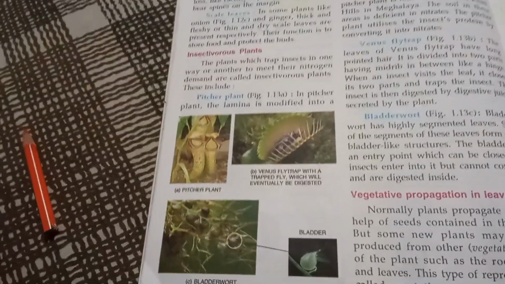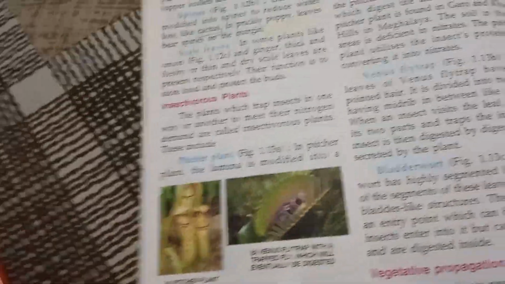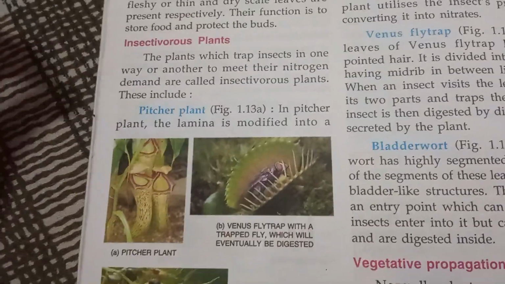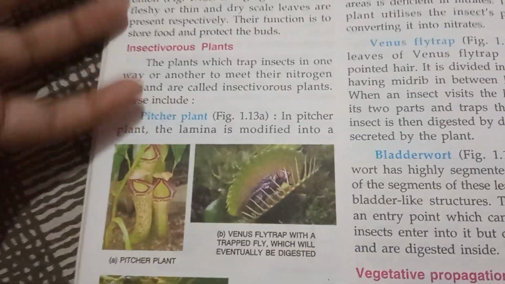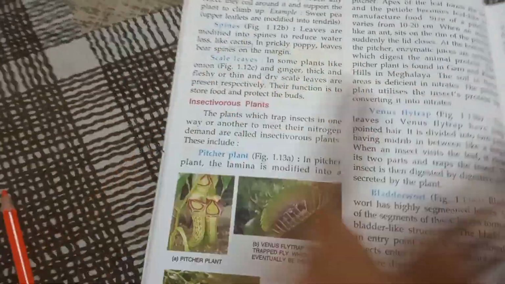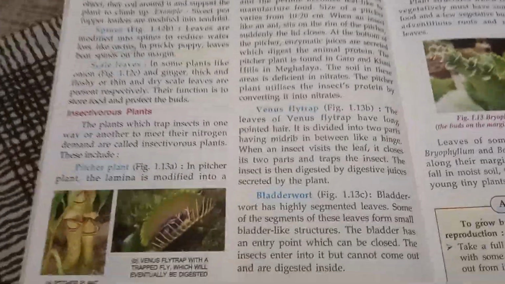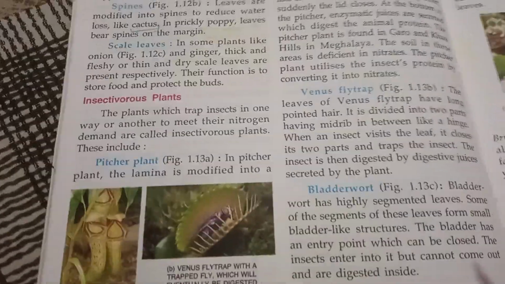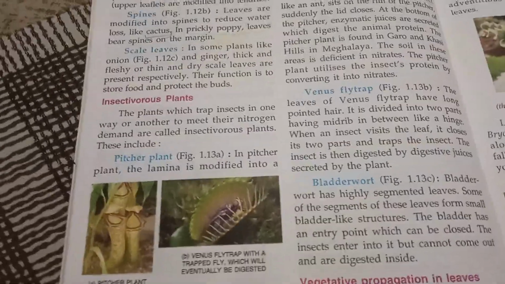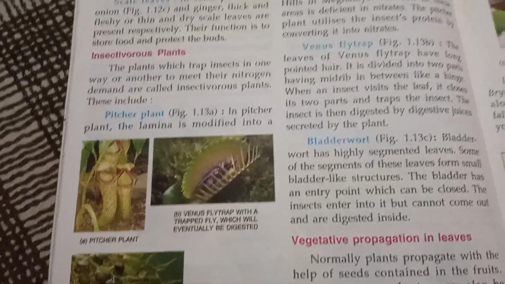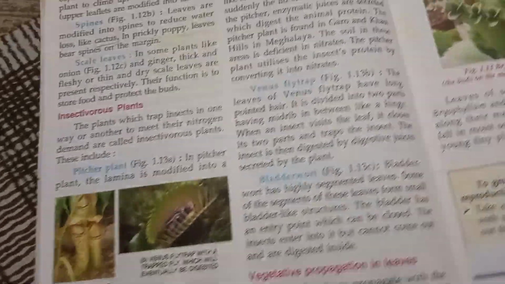So, what is an insectivorous plant? Insectivorous plants want to meet their nitrogen demand, but they can't, because in that area the soil is low in nitrogen. So they use animal protein. That is why they are called insectivorous plants, because they eat insects. Now there is one more example. There are actually two more examples.